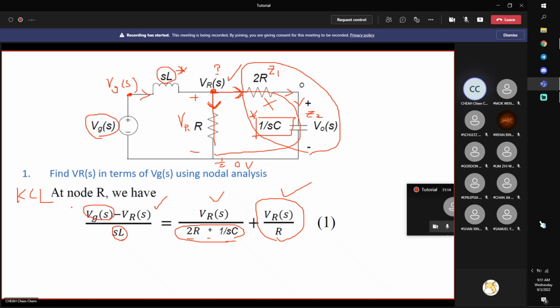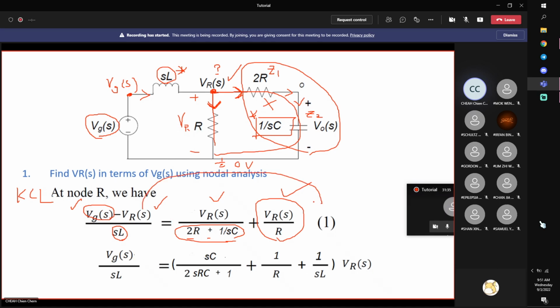Now normally you have this as a specific value, then you solve for VR. Here we leave VG as a general input so that later on we can substitute any input into it. This means that we can proceed to solve it by separating VG from VR. So I'll move VR to the other side of the equation, so all on the right hand side are now VR. Then the rest is to simplify it carefully.